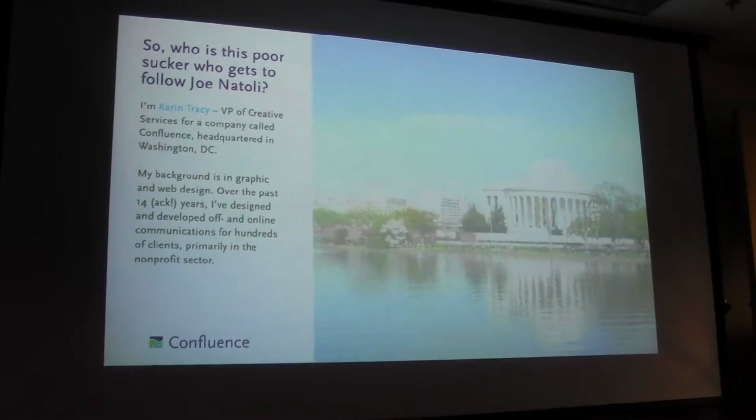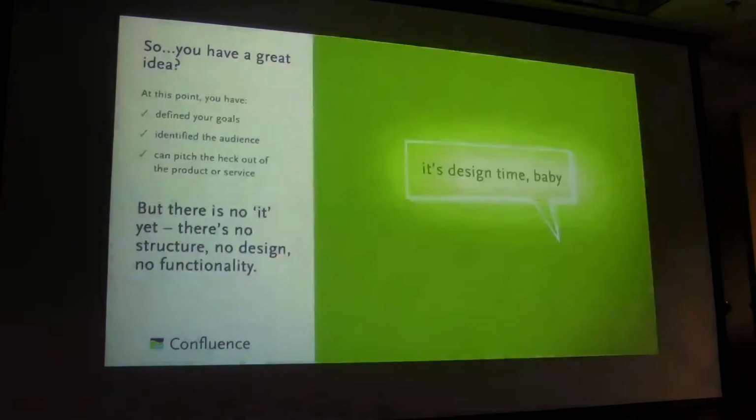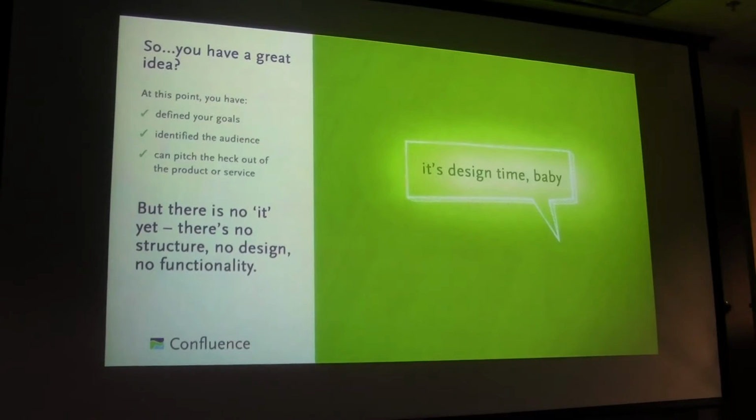But my name is Karin Tracy. I'm VP of Creative Services for a company in DC called Confluence. We provide graphic, web, and technical services mainly for nonprofits, organizations, and foundations. I've been working as a graphic designer for 14 years and started working in web as soon as I graduated from college. So I've done the two, coming out of an art school background for my whole career. So don't ask me to do anything else because this is all I know how to do.